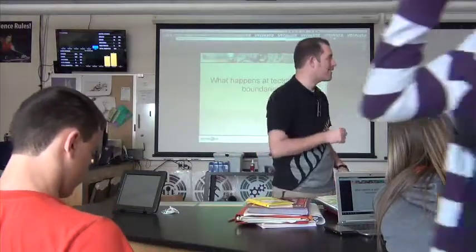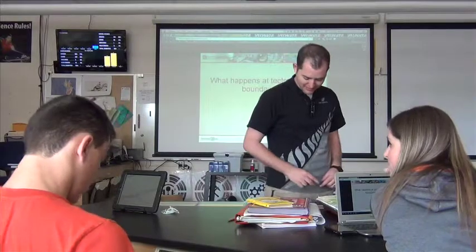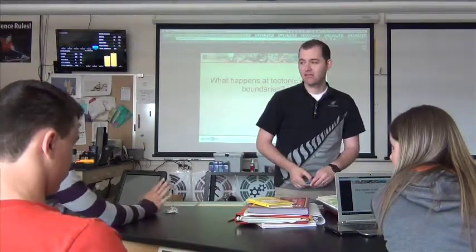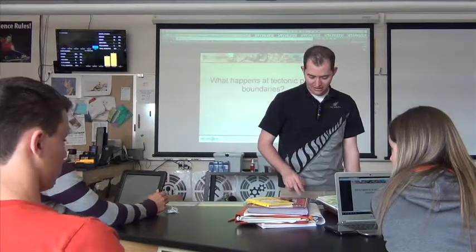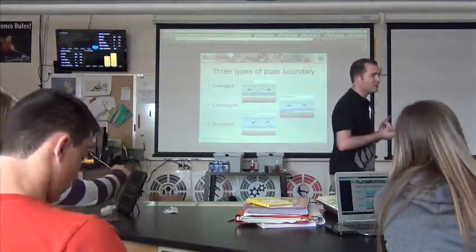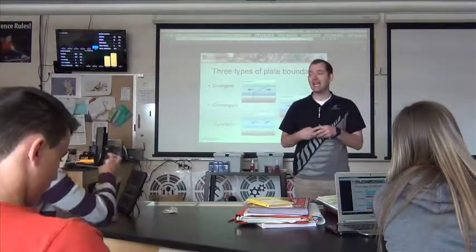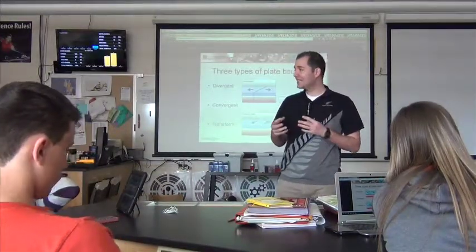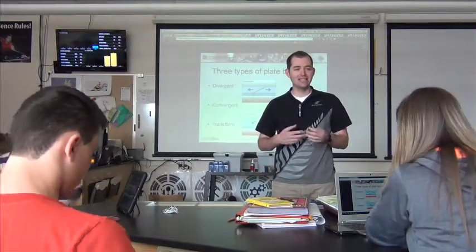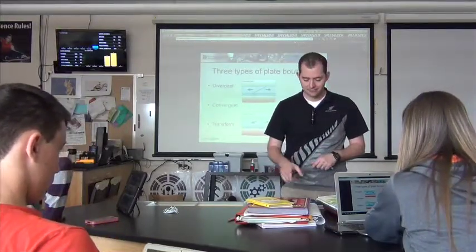Okay, we want to talk about what happens at our plate boundaries. We talked a lot about this. This is a review and a checking. We've got three types. You've got to know the three types. You've got to know that we have divergent, convergent, and transform. And you've got to know what data we see or what characteristics we see at each type.